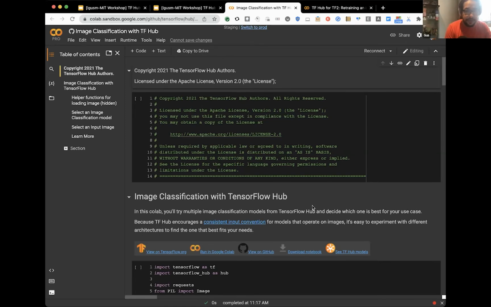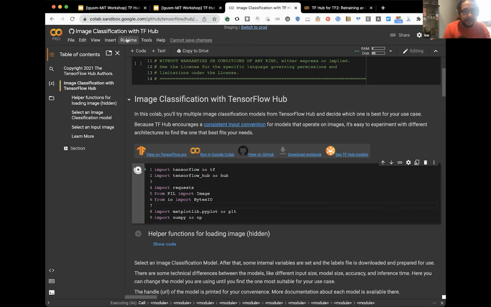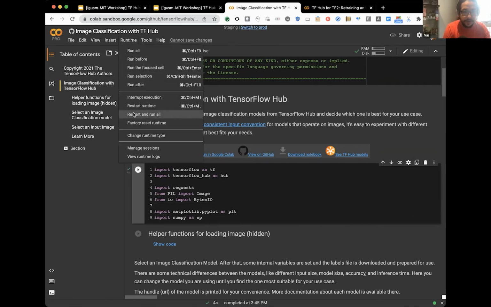Let's start by running the first cell here. So let's do some image classification with TensorFlow Hub. The first cell is, of course, importing the libraries I need. And before we do that, I forgot to say something.